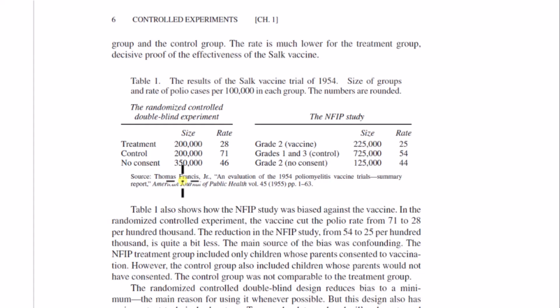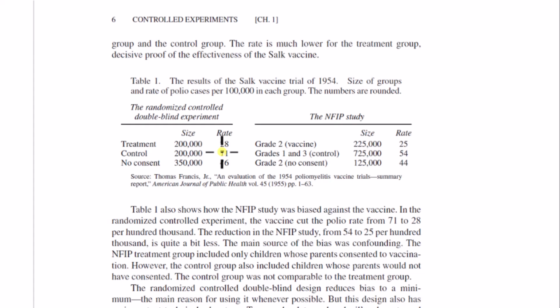Okay, and so here are the results. Here's the well-designed random experiment. This is the rate per 100,000 subjects, the rate of having polio. So you've got the treatment and the control group. These were both from high-income families, right? And they also studied non-consenting. You can look at that on the side, but this is the main experiment.